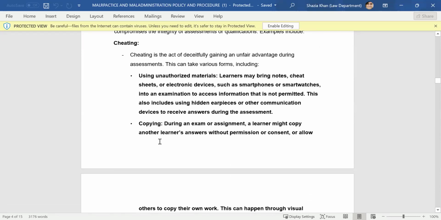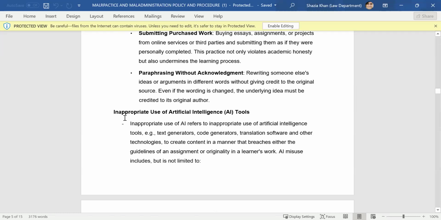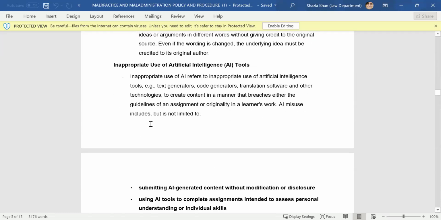And if you're caught cheating or plagiarizing, plagiarizing is directly copying someone's work, so you're reproducing it. Or the other thing in regards to plagiarism is purchasing someone else's work, buying it from a service, because there are lots of online services that sell their work, they will do it for you and they will charge you for it. Paraphrasing without acknowledgement, inappropriate use of AI, which we've gone through.